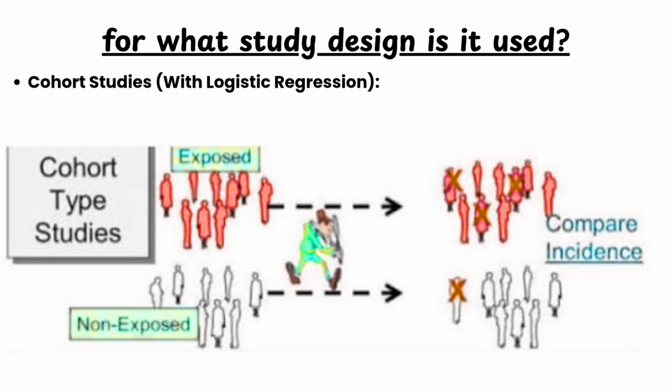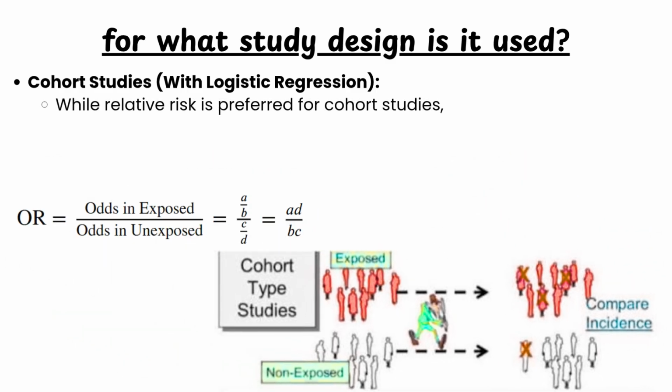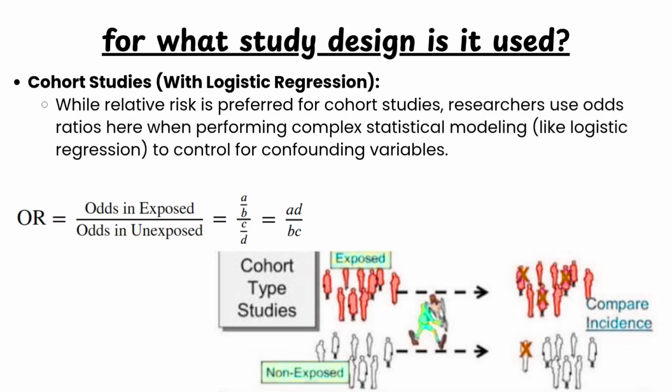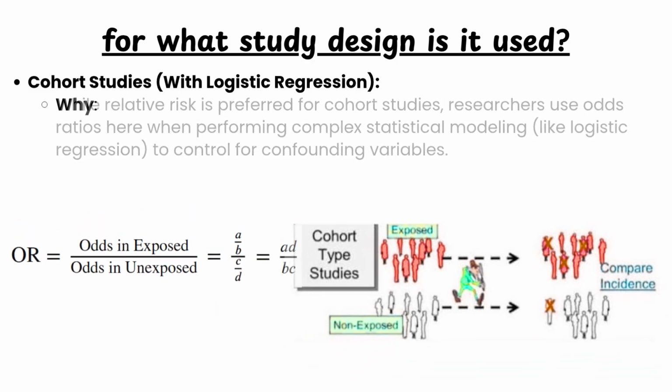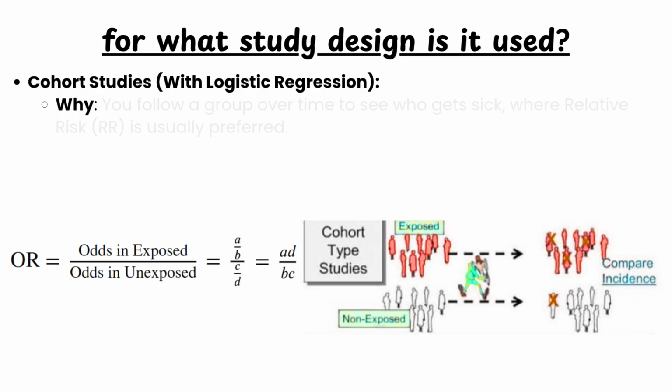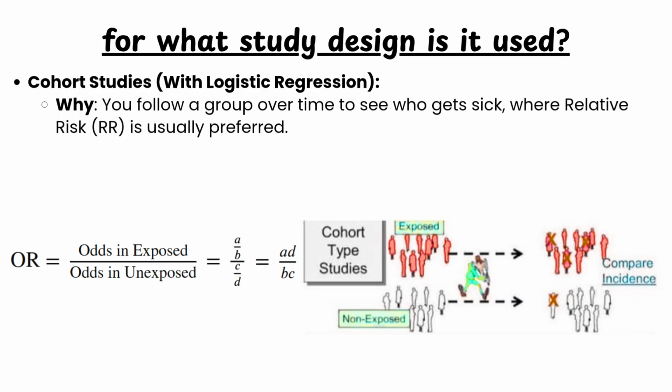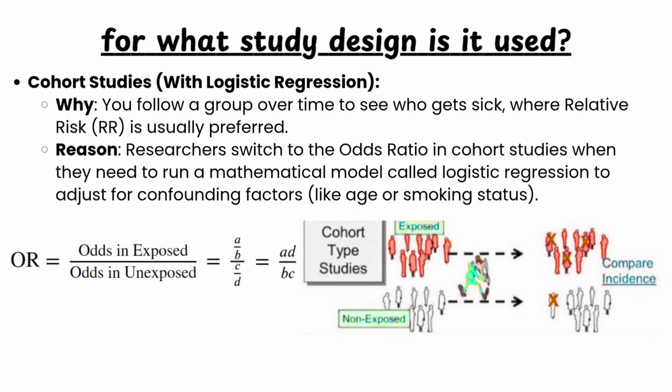Last study is cohort studies with logistic regression. While relative risk is preferred for cohort studies, researchers use odds ratios here when performing complex statistical modeling, like logistic regression, to control for confounding variables. Why odds ratio in this study? You follow a group over time to see who gets sick, where relative risk is usually preferred. The reason for using odds ratio is that researchers switch to the odds ratio in cohort studies when they need to run a mathematical model called logistic regression to adjust for confounding factors like age or smoking status.